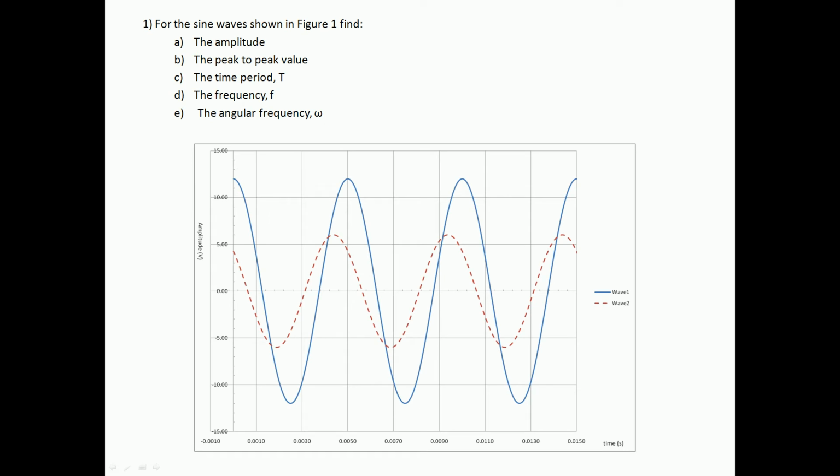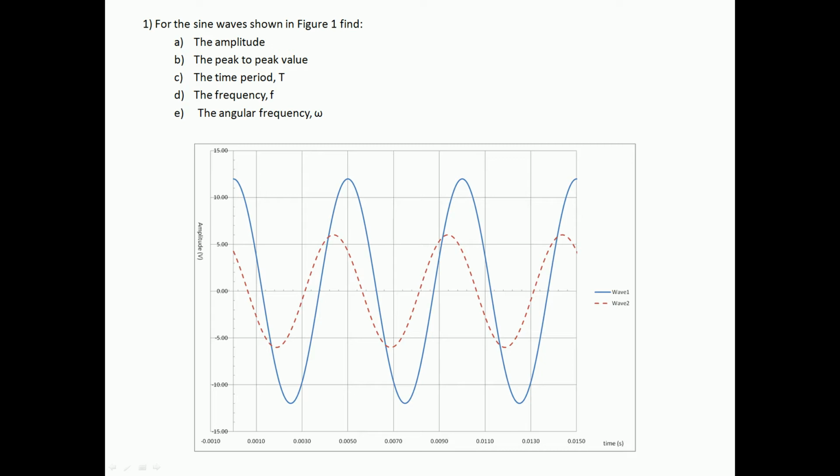So question 1 asks you, for the sine wave shown in figure 1, find the amplitude, the peak-to-peak value, the time period, the frequency, and the angular frequency. Angular frequency has the symbol omega. It's worth bearing in mind that this is a lowercase omega. You should be very familiar with the uppercase one. That's what we use to represent ohms, the unit of resistance.